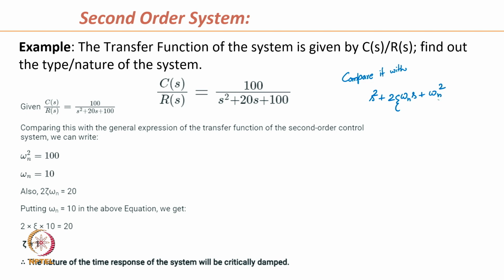So, by comparing this, you can see omega n square is 100. So, omega n comes out to be 10, and we compare 2 zeta omega n equal to 20. We put the value of omega n as 10, so zeta comes out to be 1. When zeta comes out to be 1, it means the system is critically damped.